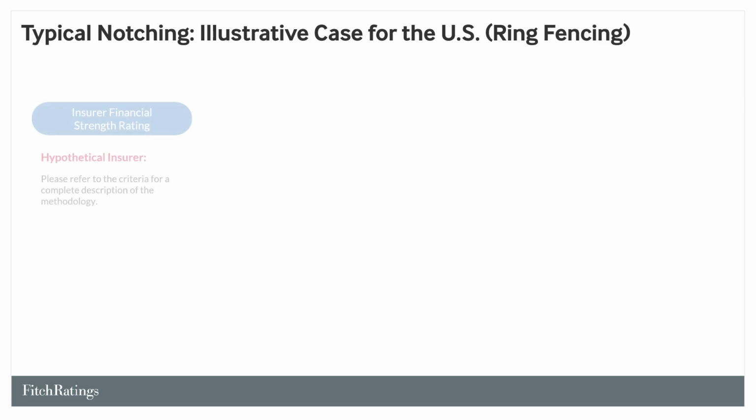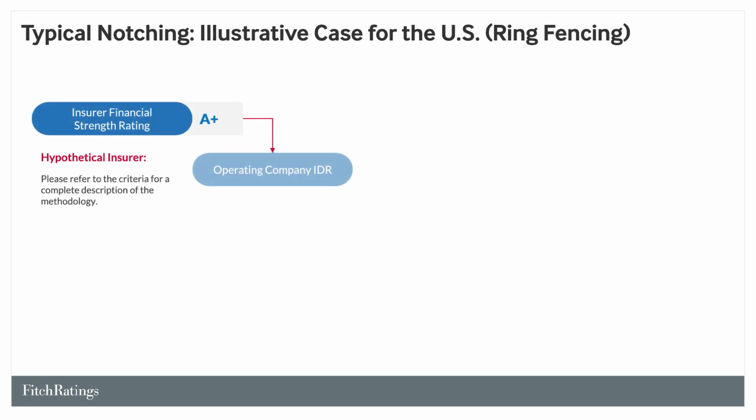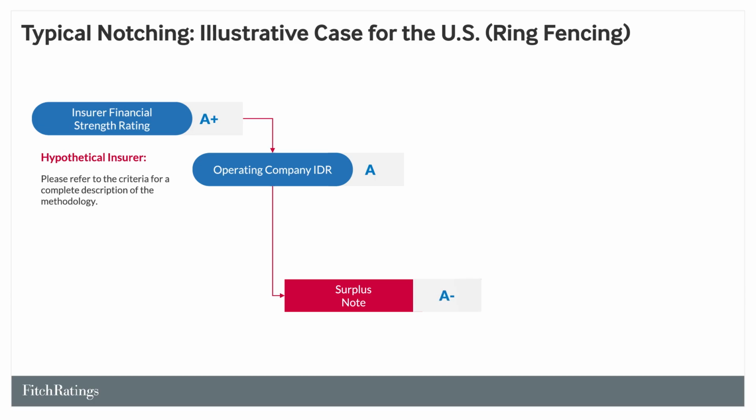Let's consider the example of a U.S. insurer with an A+ IFS rating. The IDR of the operating company is typically one notch lower than its IFS rating. Surplus notes issued by the operating entity are usually rated one notch below the IDR of the operating company.